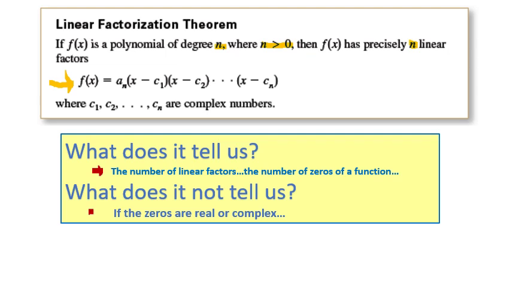Then the next question becomes, well, what does it not tell us? It does not tell us whether these zeros are real or complex. So it only tells us how many possible zeros it might have, but it doesn't tell us how many of them are real and how many of them are complex. So if you have a function that goes to the fourth degree, it has an x to the fourth in it as the highest power, there are 4 possible zeros. There are 4 zeros. Some could be real, some could be complex.